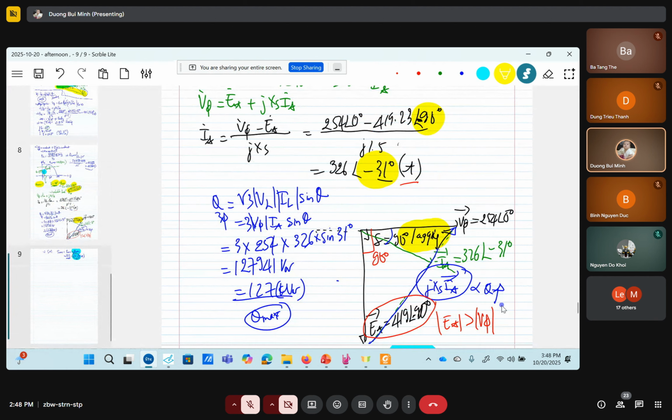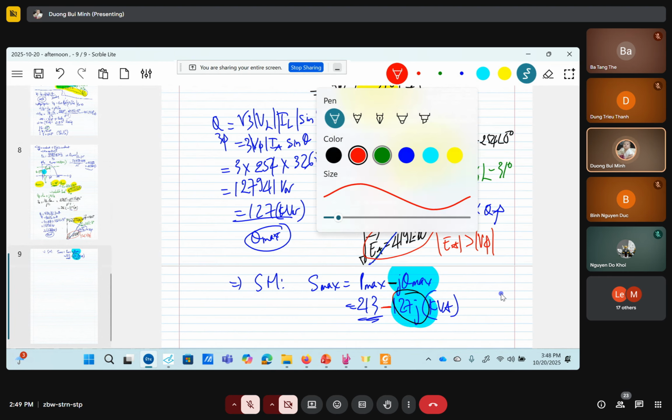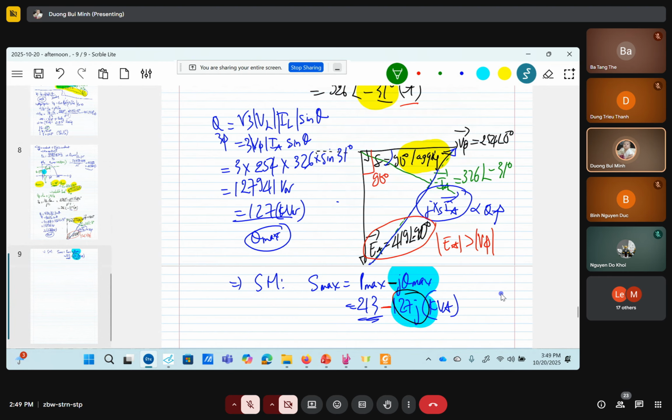31. Okay, but you know, actually we cannot operate the motors in this case. Why? Because the magnitude of EA is higher than the magnitude of V phase. IA should be leading, not lagging. Okay.